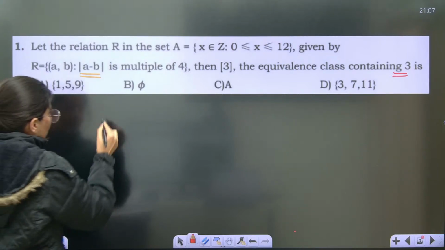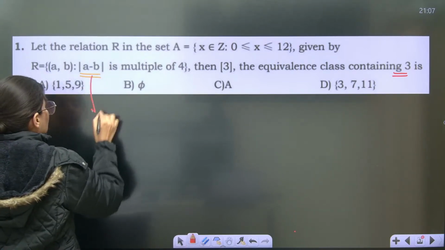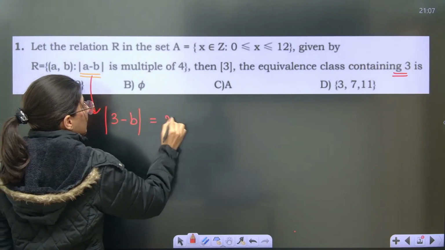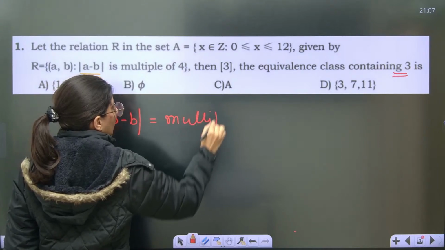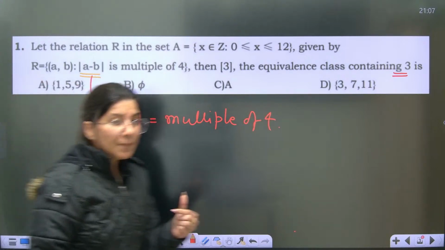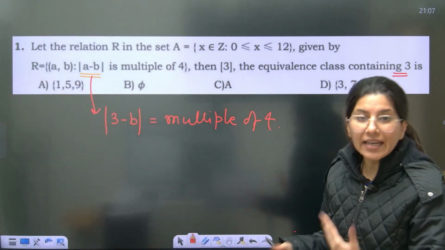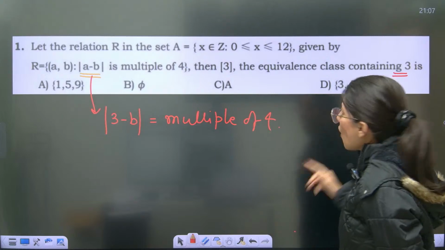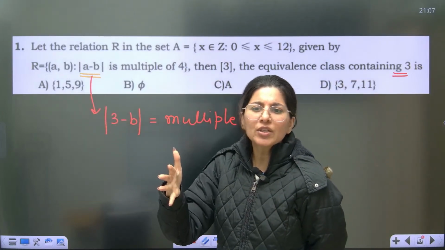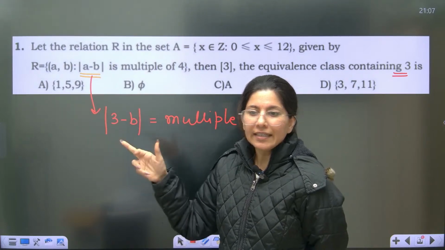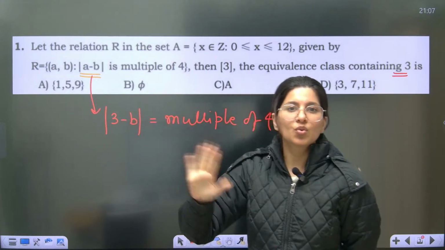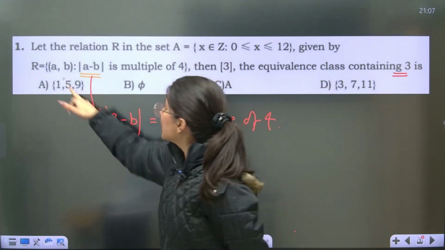Basically, modulus of 3 minus b should be a multiple of 4. Now just tell me, what should I keep in place of b so that I get a multiple of 4? Obviously, if I put 1 over here, 3 minus 1 is 2, and we are not going to get a multiple of 4. 2 I don't want, that is why this is rejected.